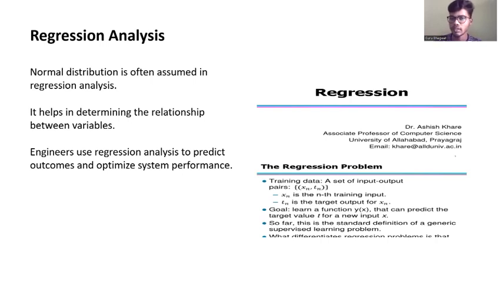The training data is a set of input and output pairs, x_n and t_n. x_n is the nth training input. t_n is the target output of x_n. Next, the goal: learn the function y of x that predicts the target value t for a new input x. So far, this is the standard definition of the generic supervised learning problem.